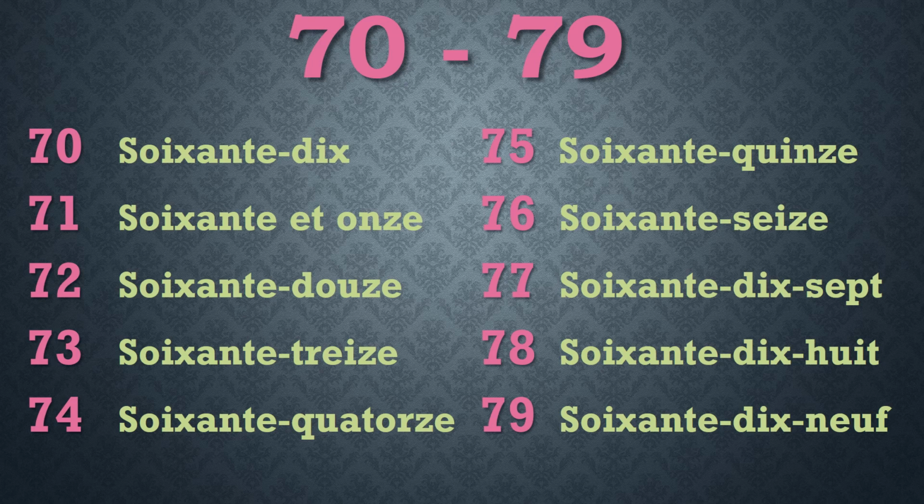Now you may notice that 71 is the only number here to include et, which means and. Numbers 21 through 71 that end in the number 1 include the word and. For example, 21 is 20 and 1. 31 is 30 and 1, etc. So the pattern continues up to 71, which is 60 and 11. But this is only for numbers up to 71 that end in 1, so we don't use and for the remaining numbers. 72, for example, is 60, 12.